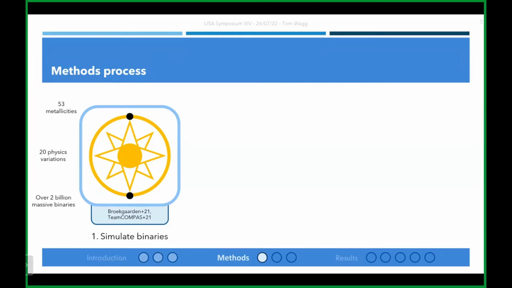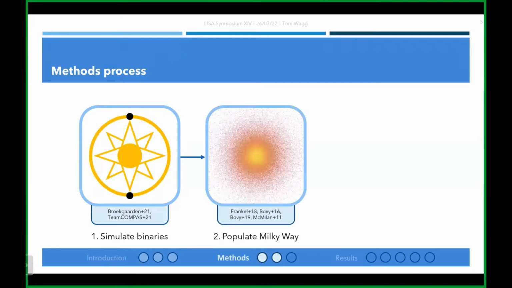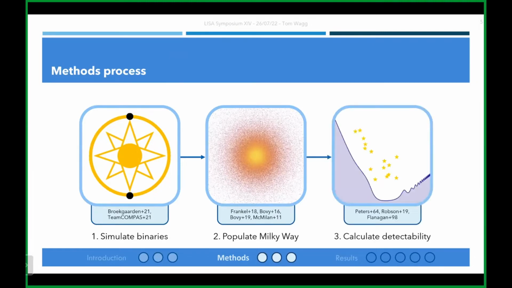Once we've got those binaries, we then need to put them into a Milky Way. So we populate a Milky Way using a couple of models put together. Neige Frankel has helped us with this, and we've used her thin disk model with a thick disk as well and a bulge. These are calibrated to APOGEE data, and they're also metallicity dependent distributions. So the birth time and location of a system is dependent on its metallicity, which is more complex than a lot of the other work has focused on before.